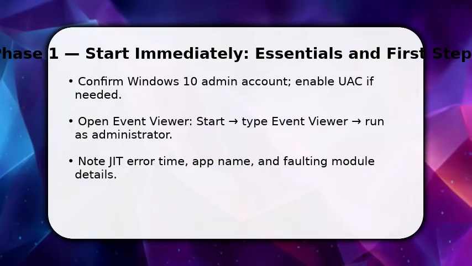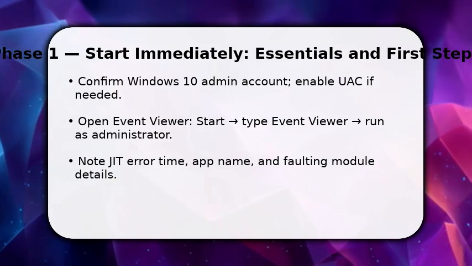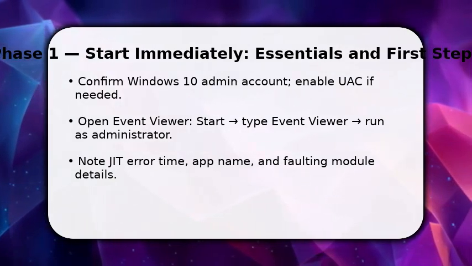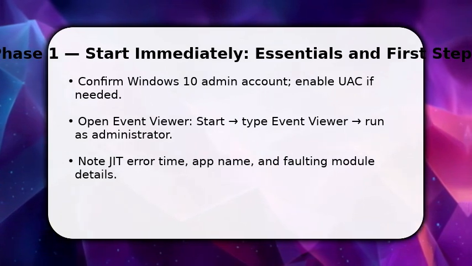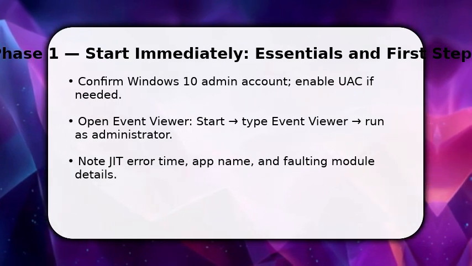You start by preparing the system with admin access. This matters because registry and service changes require elevation. Once ready, open Event Viewer as administrator and navigate to Windows Logs > Application.